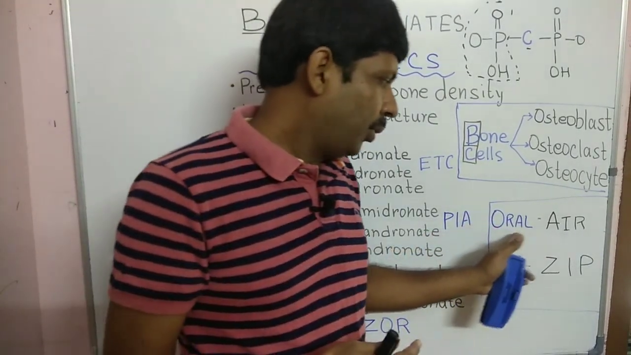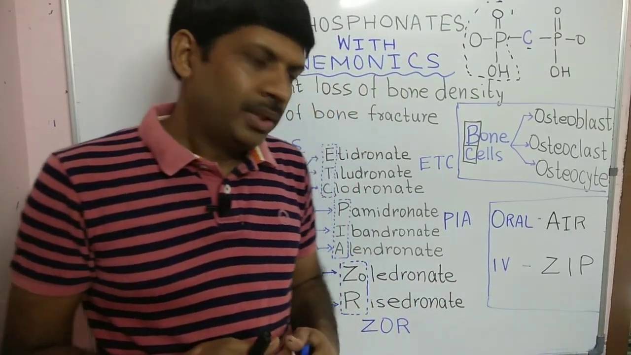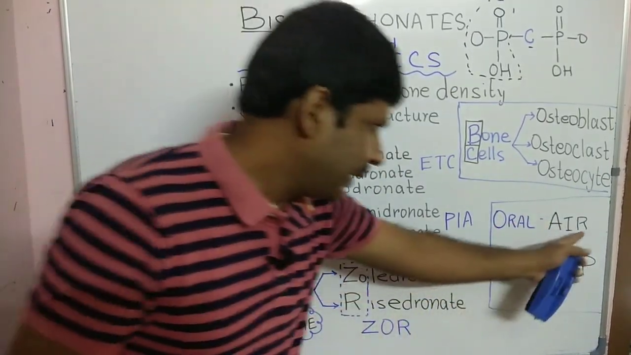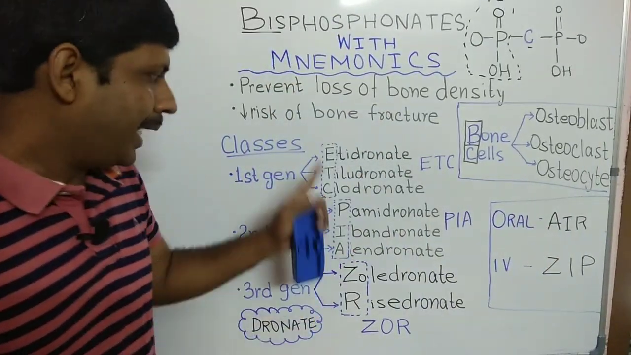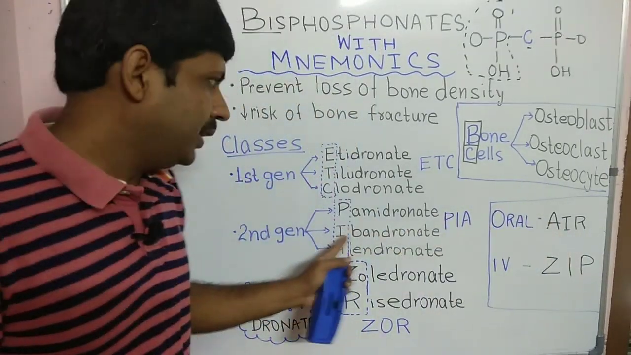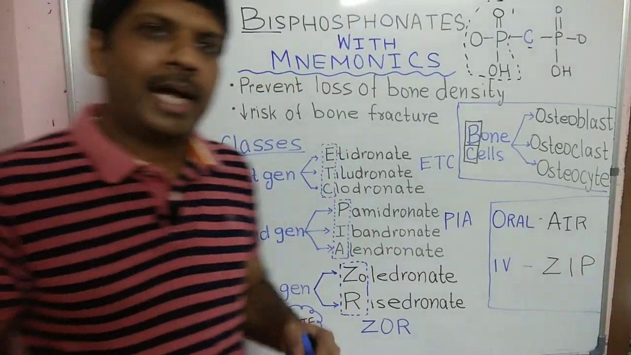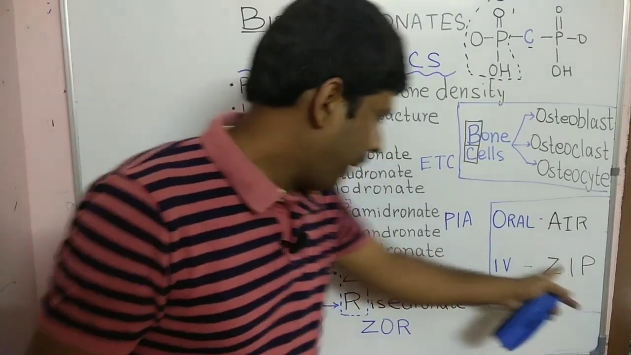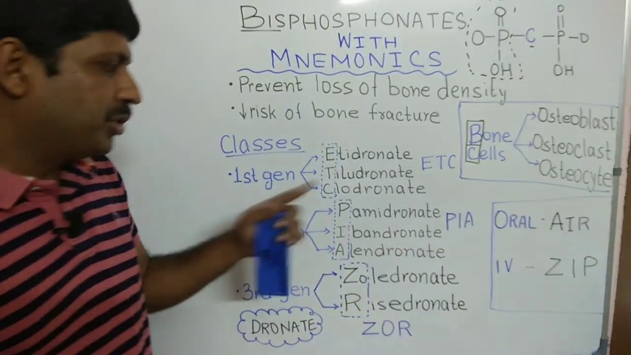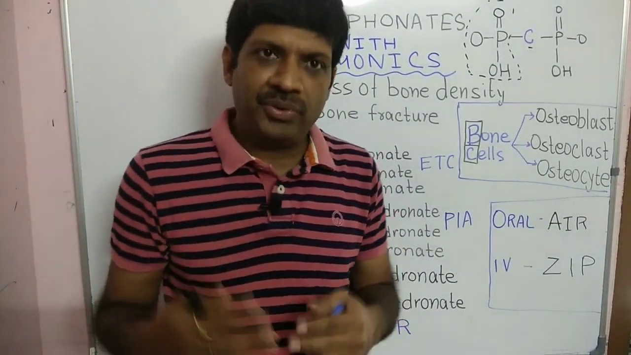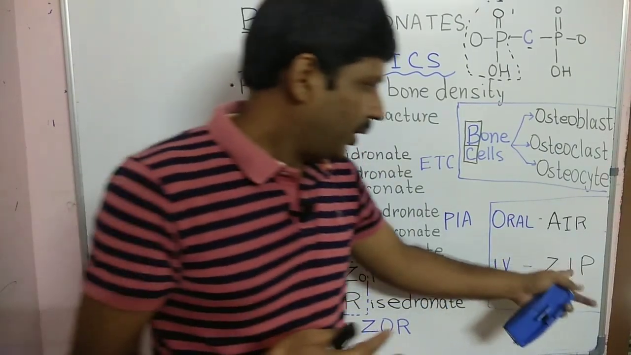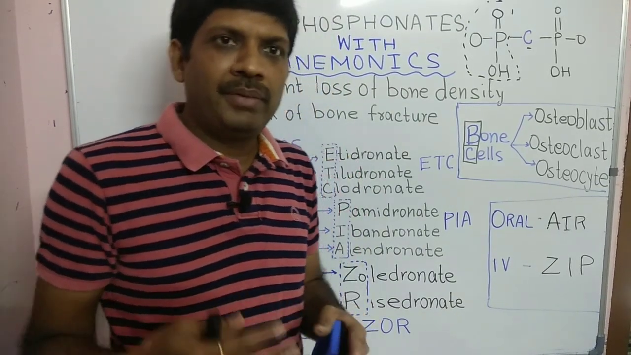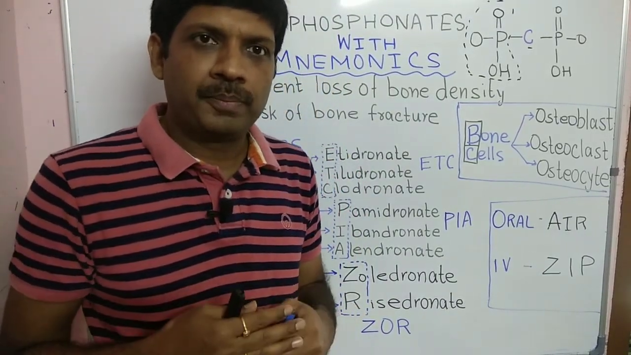One more very interesting thing: I'll tell you the route of administration of these drugs. We have orally given and intravenously given. Alendronate, ibandronate, and risedronate, A for alendronate, I for ibandronate, and R for risedronate, are used orally. Whereas intravenously, zoledronate, ibandronate, and pamidronate are used. So ibandronate is common in both oral and intravenous forms. Ibandronate can be given orally and intravenously also.